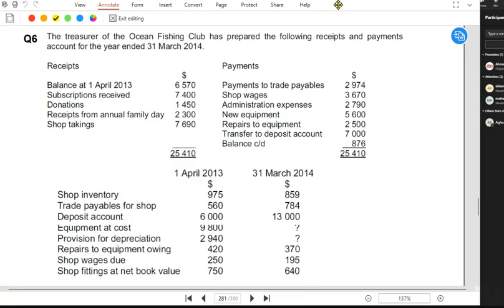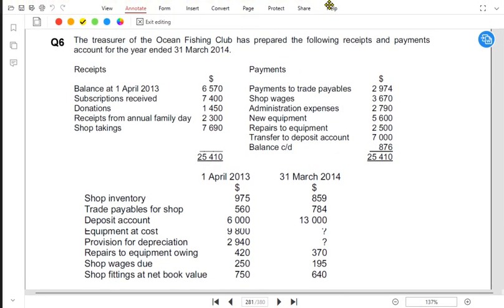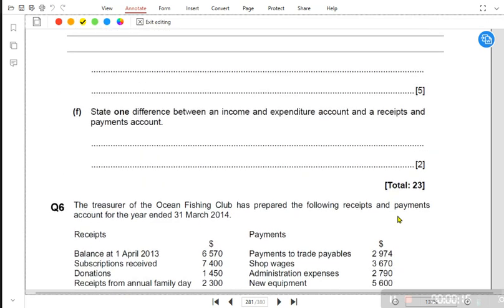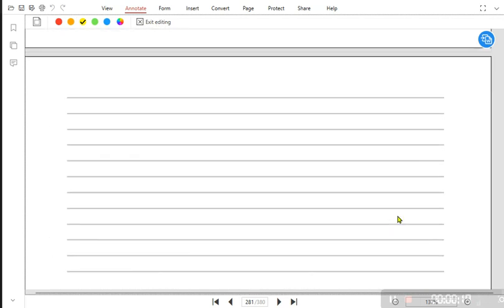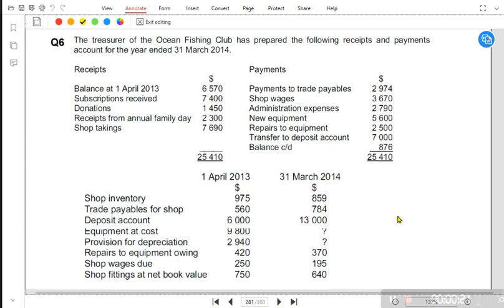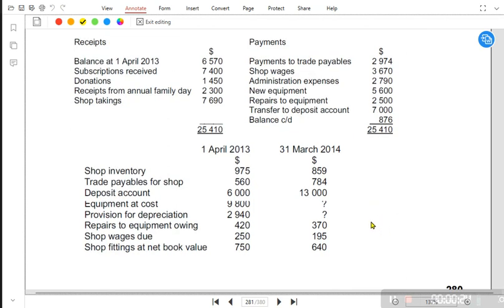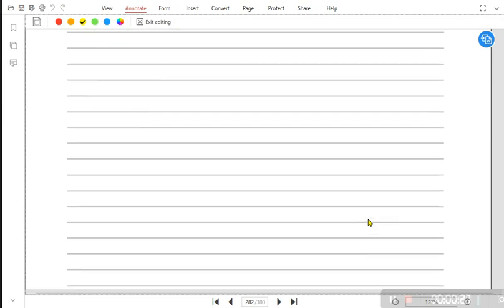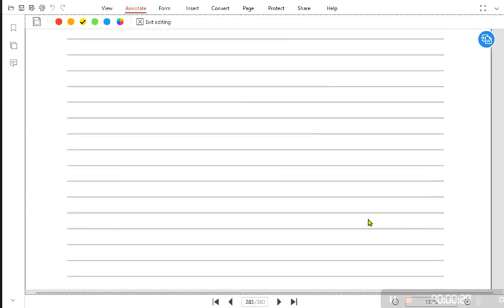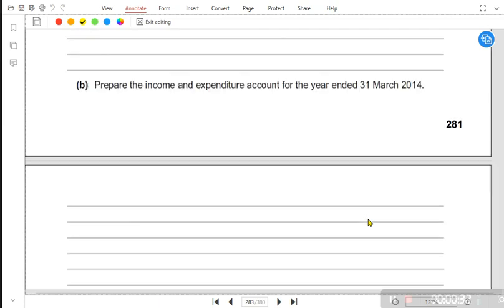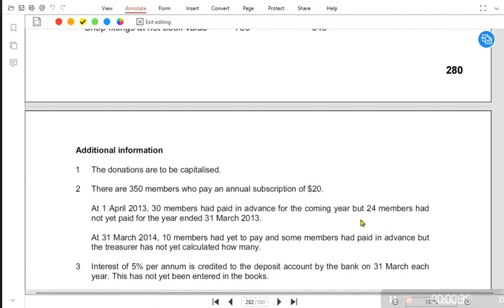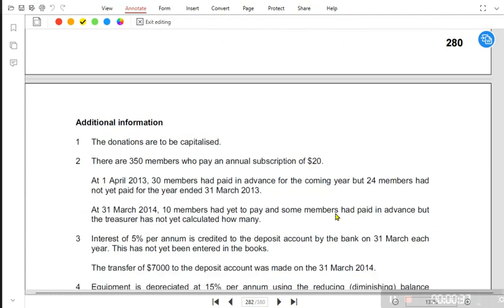All right, students, we have another question for subscription account, and this question is a bit different from the previous questions because the examiner has twisted the way data is given. Let us read the question. This is question number 6 from your workbook, page number 280. The question is Ocean Fishing Club. What we need to do, beta, is prepare a subscription account. Although it's not specifically required, in order to make the income and expenditure and SOFP, we would require a subscription account.